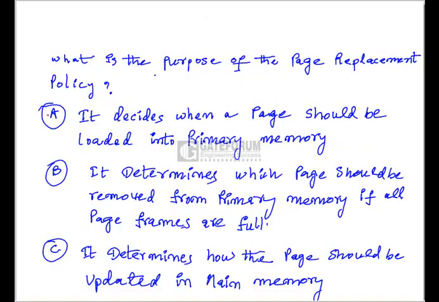So majorly the page replacement policy is meant for selecting a victim page for the replacement. For example, if it is a FIFO replacement, whatever page entered into memory first will be replaced first. If it is LRU, the least recently used page will be replaced. So the main purpose of page replacement is to select a victim page when the memory is full. In order to insert our faulted page into memory, we have to replace an existing page. So for the selection of which page to be replaced, we execute the page replacement policy, so that it determines which page should be removed from primary memory if all page frames are full. Option B is the right option here.